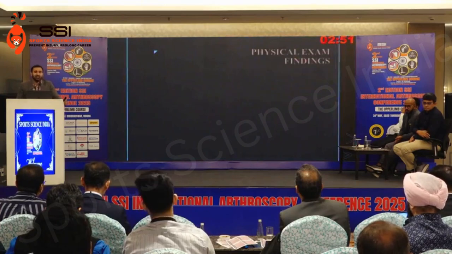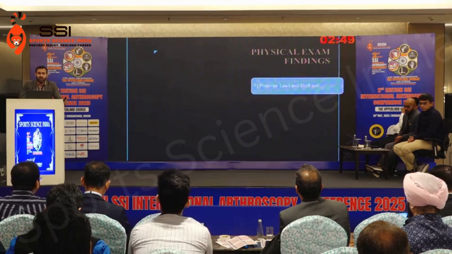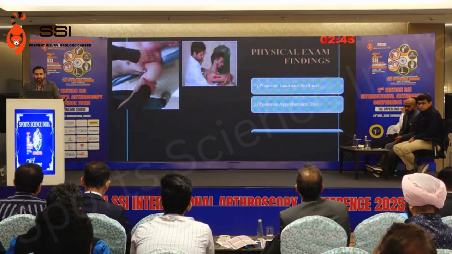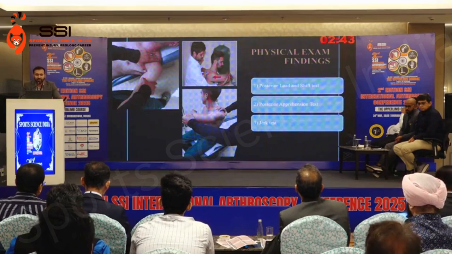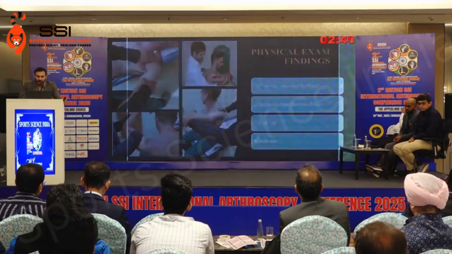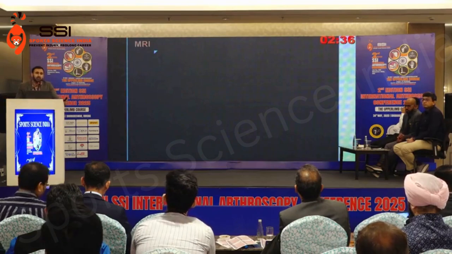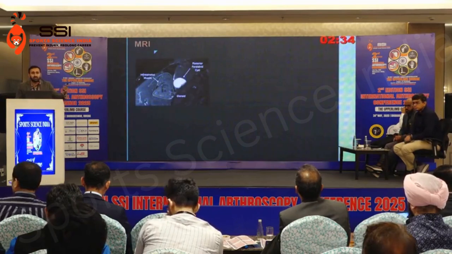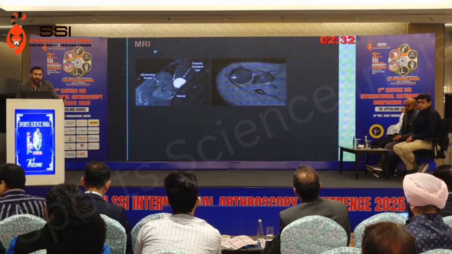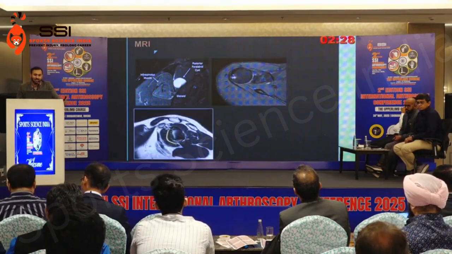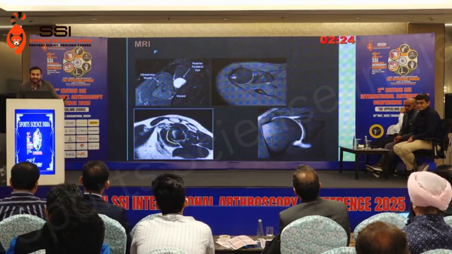For physical examination, we have a variety of tests: a posterior load and shift test, a posterior apprehension test, a jerk test, or a Kim test. The choice of investigation would definitely be an MRA. In case of X-ray, if you are suspecting any bone loss. MRA is used to see any posterior labral cysts along with the tears, posterior superior impingement, panlabral tears, or SLAP tears.